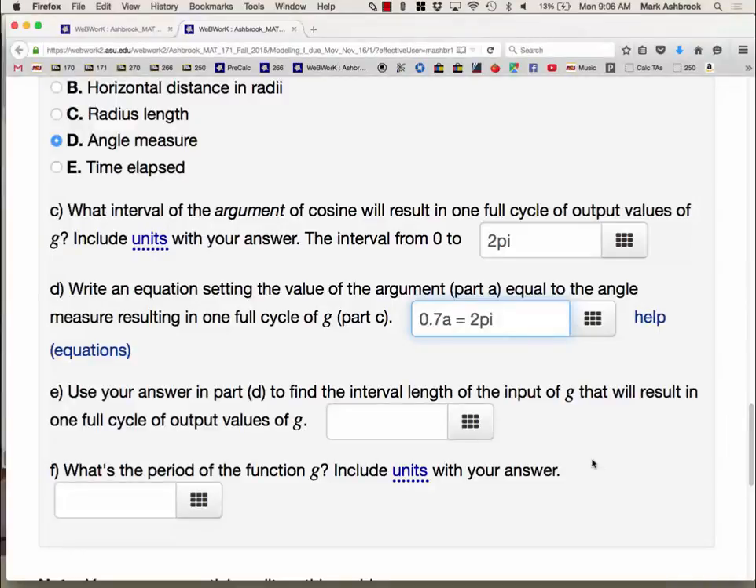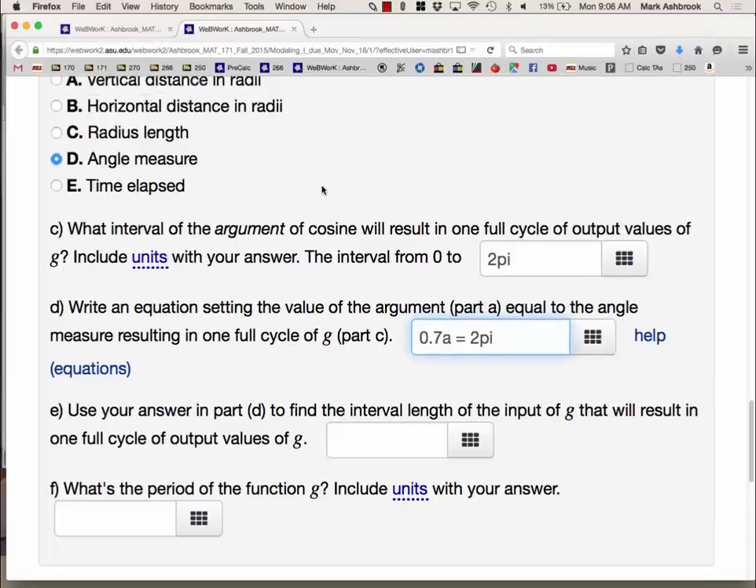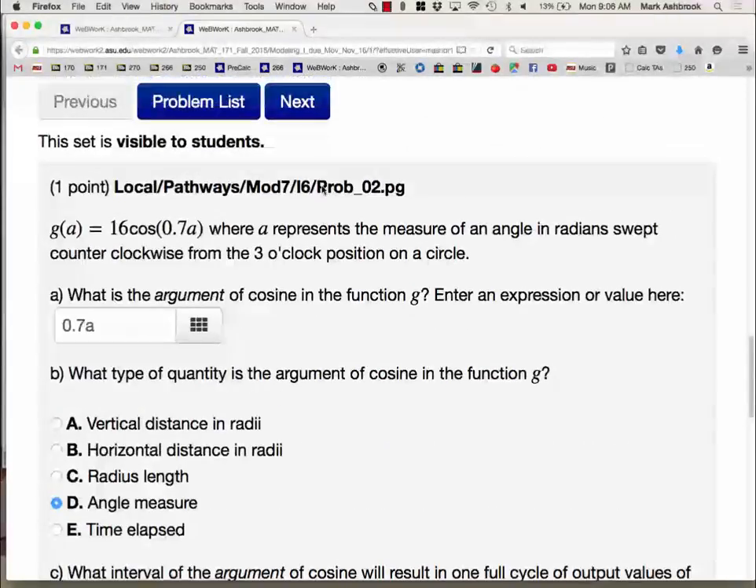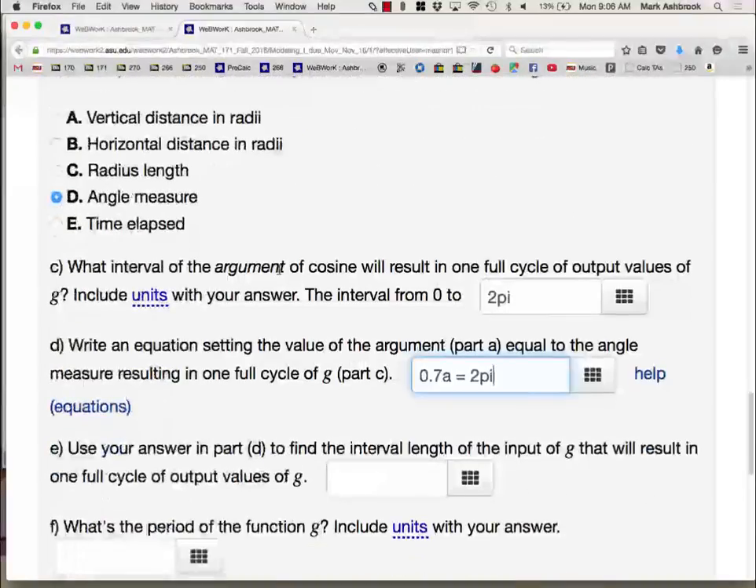What are the units? Is it pi the unit, or does that include units? Oh, sorry, units. So what are the units of the argument of cosine? Radians. And so that's RAD.